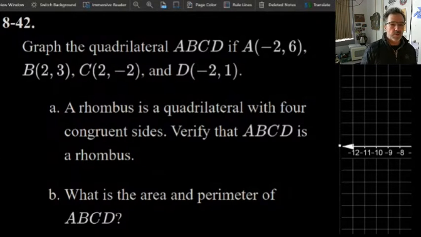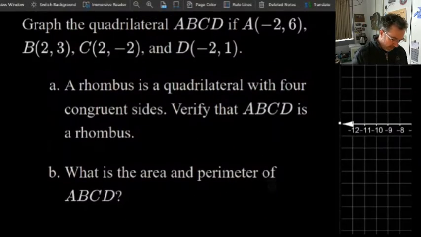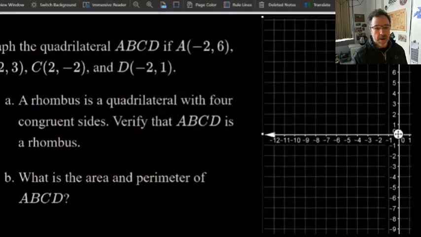Okay, we are going to graph the quadrilateral ABCD, and we're given the coordinates for those points. And then there's a part A and a part B, and actually there's a C and there's a D too. So let's begin with the graphing of the coordinates.